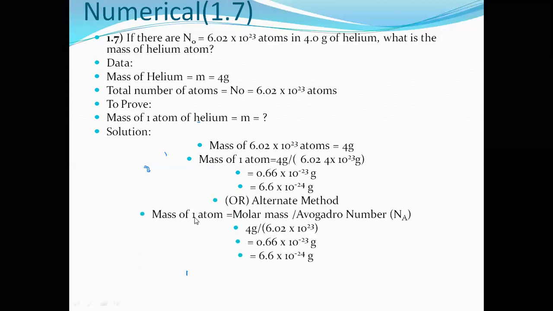An alternate method can also be used. The mass of one atom is equal to molar mass divided by Avogadro's number. The procedure is going to be the same. Dividing 4 grams by 6.02 into 10 to the power 23, we'll get 0.66 into 10 to the power minus 23 grams, or we can write it down as 6.6 into 10 to the power minus 24 grams.